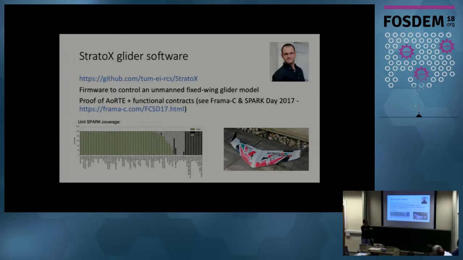What I show here is all the units of code in the software for the glider. All the green here has been proved for absence of runtime errors and some functional properties. The gray ones are the specs in Spark, and the black ones are not in Spark. And so, yeah, it's an ongoing project, but they already achieved a lot in a very short time.